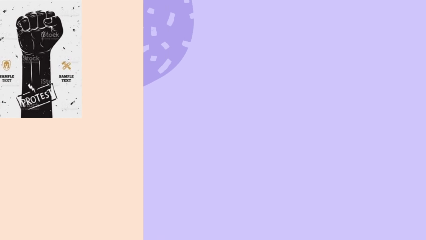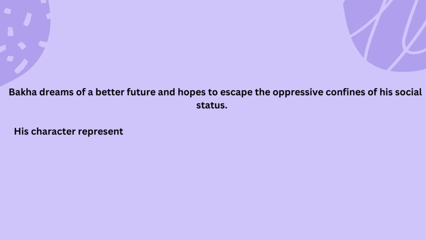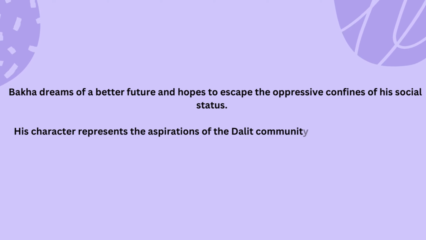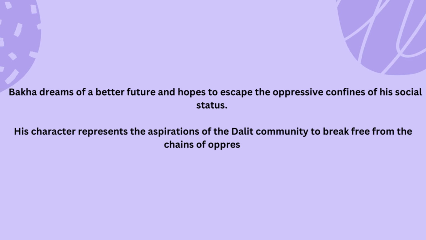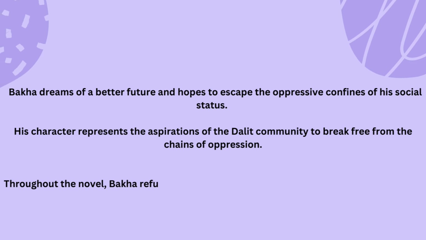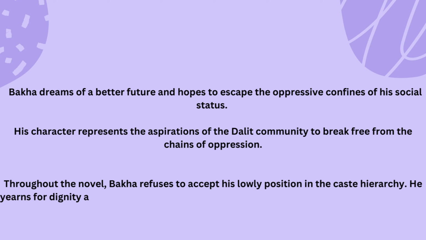Baka dreams of a better future and hopes to escape the oppressive confines of his social status. His character represents the aspirations of the Dalit community to break free from the chains of oppression. Throughout the novel, Baka refuses to accept his lowly position in the caste hierarchy. He yearns for dignity and equality, even though society constantly reminds him of his supposed impurity.